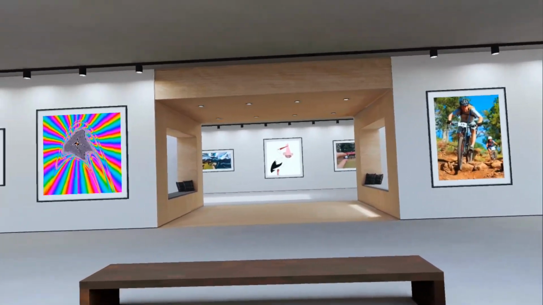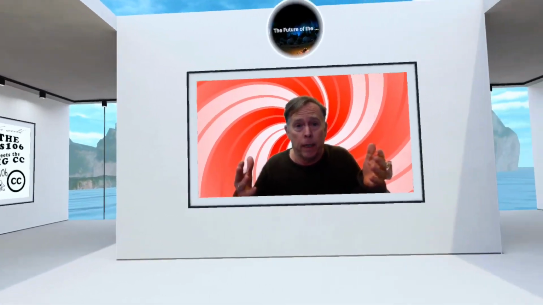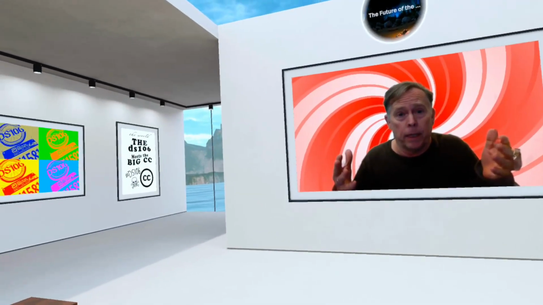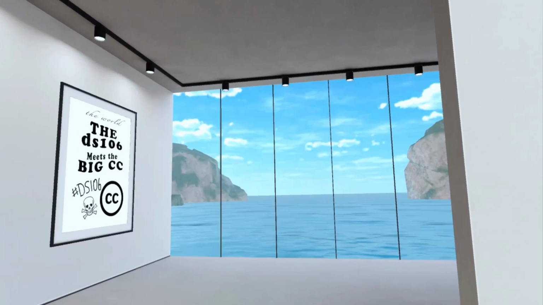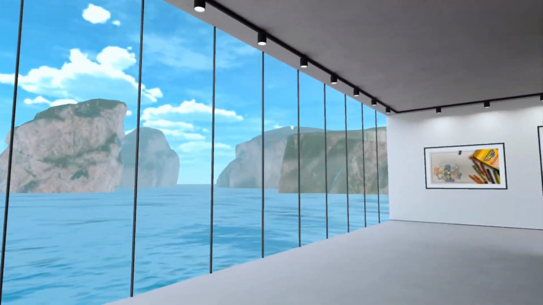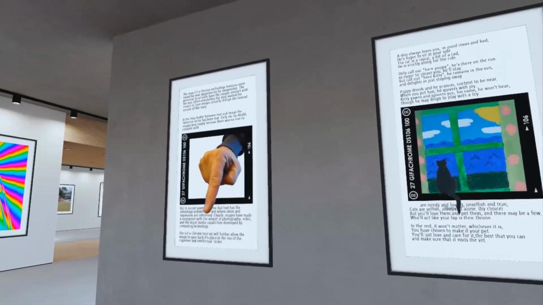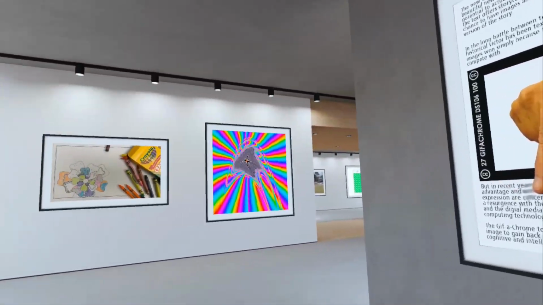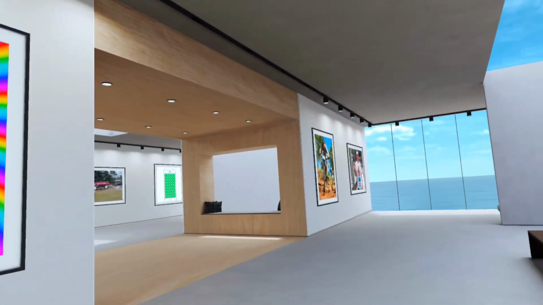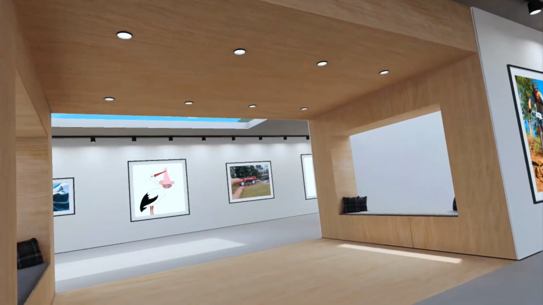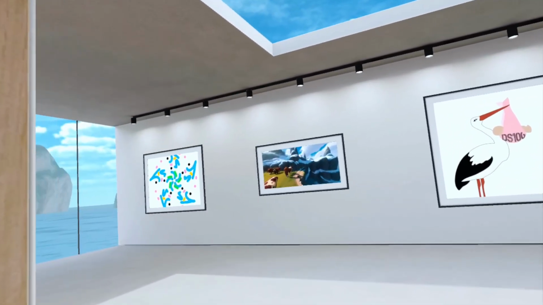So I am not going to wander around here too much, but you can see that there's some nice art on the walls, and it's in a very nice space. All this art is related to the DS-106 community I have been involved with for so long. And you can see that it varies in size and shape. You can add photographs, you can add images, and you can add videos.